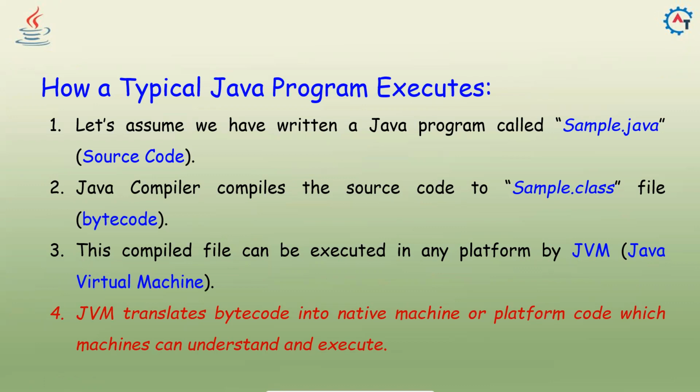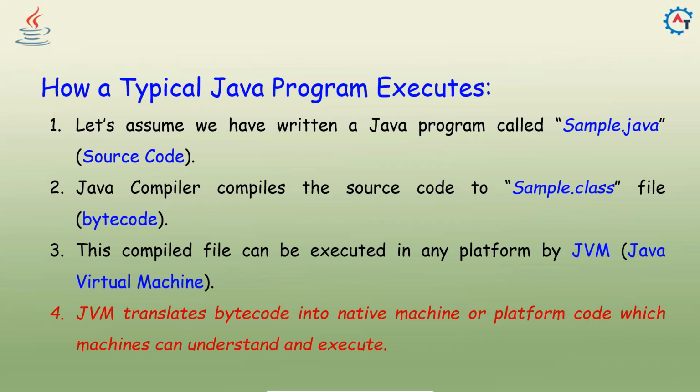What do you mean by .java? .java is an extension of a Java program. If you write a Java program, how do we make sure it is a Java program? The file name should end with the extension .java. Here the file name is sample.java, so it's a Java file. That is called source code. Let's assume we have written a program called sample.java.